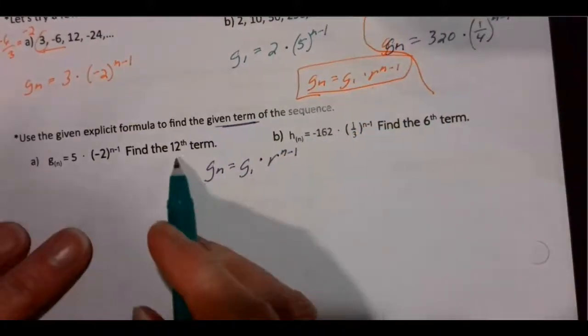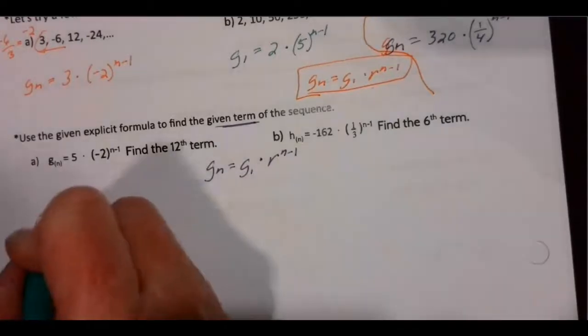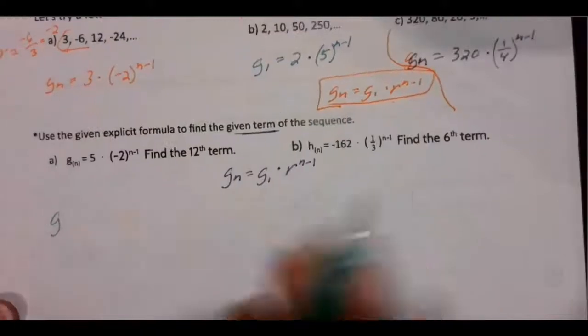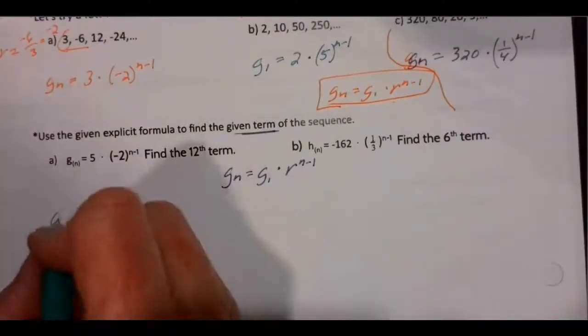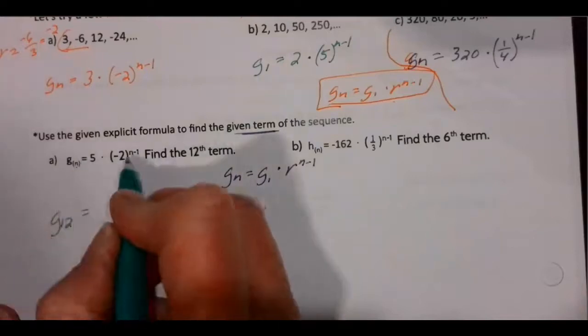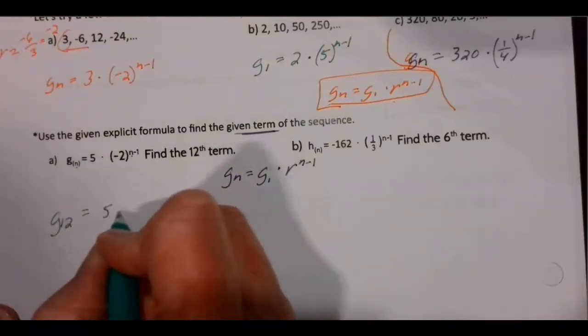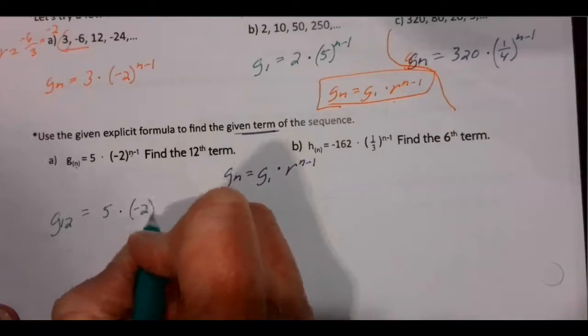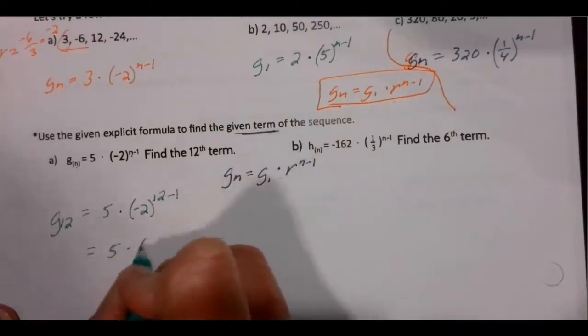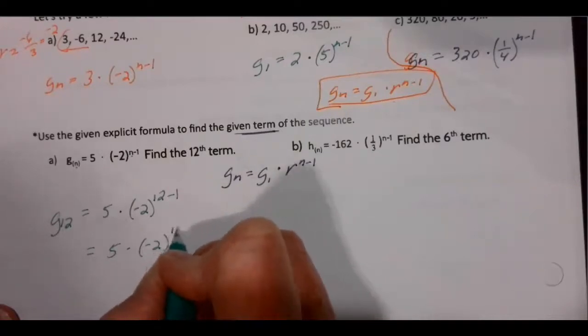So here we go. We want to find the 12th term. So I want to find g. Oh, well, I don't even need it for this. Look, they give it to me. That was kind of silly. Okay, so I want to find the 12th term. Remember, this n and that n mean the same thing. So 5 times negative 2 to the 12 minus 1. That's 5 times negative 2 to the 11th.